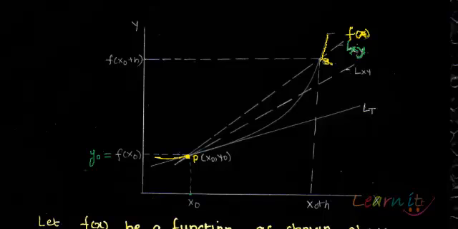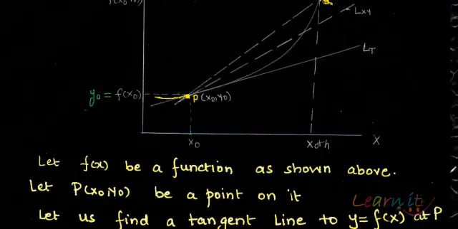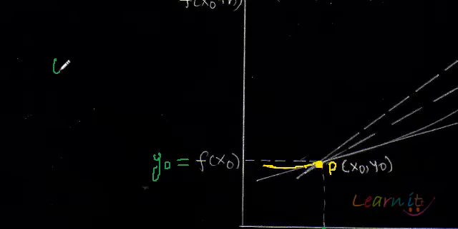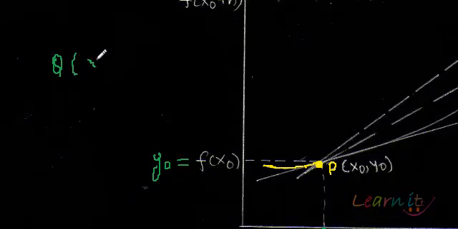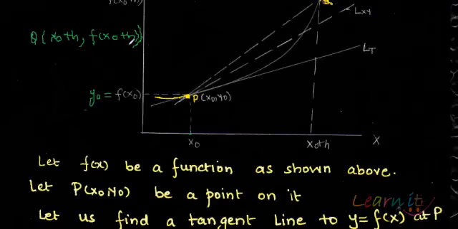And this Q is a point where x is a little far from x0, so I am quoting it as x0 plus h. Let me just write it here for you. Q is a point which has x-axis value x0 plus h and y-axis value f of x0 plus h. So Q consists of these 2 points.